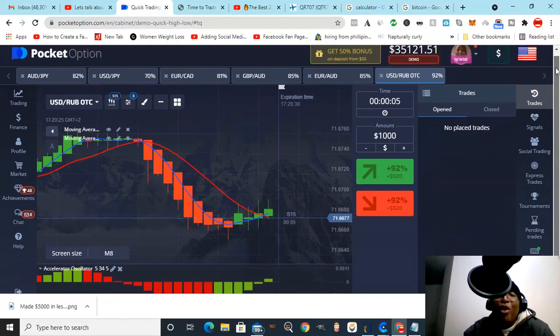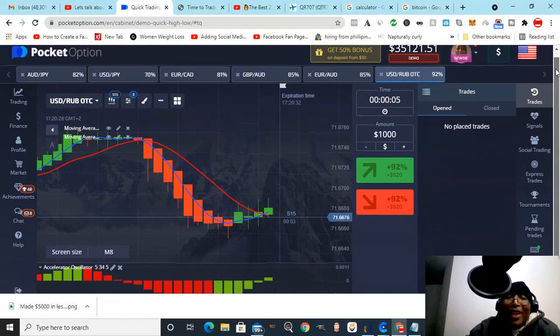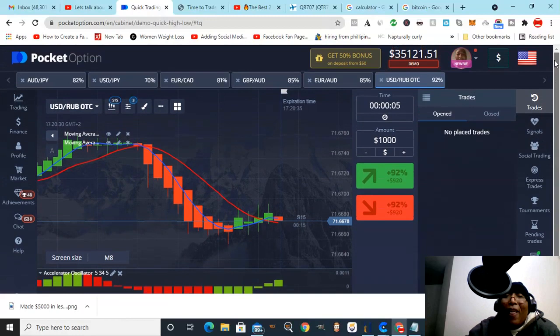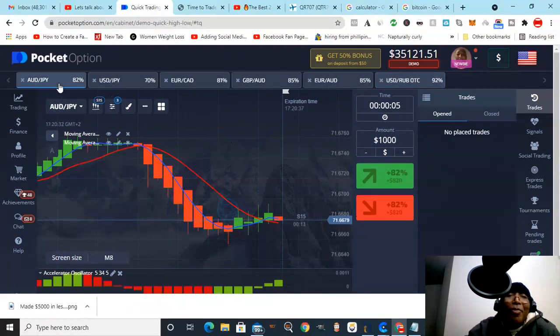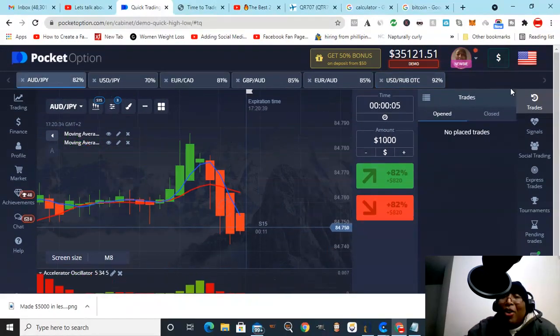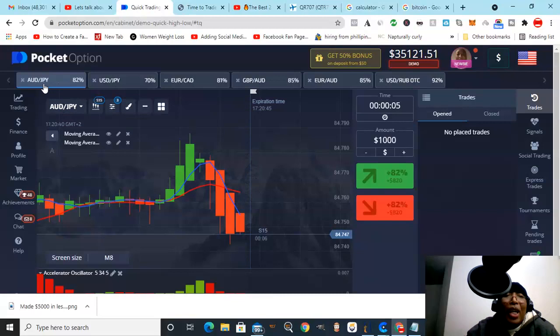So let's wait for this other one here. So I changed the pair from the USB. We lost that one. So I'm going to the currency pair, AUD JPY. Okay. And our moving averages have crossed. They're facing down. So we're going to be looking for a put option here. Okay. And let us wait for the next candle to form.